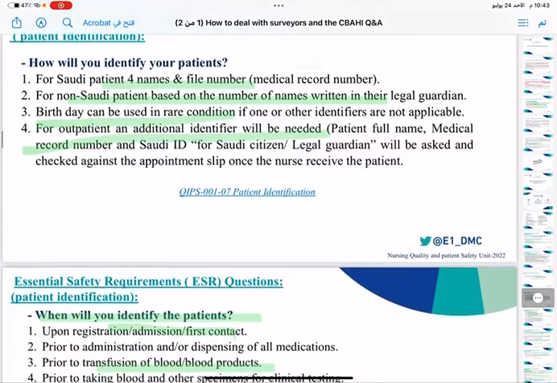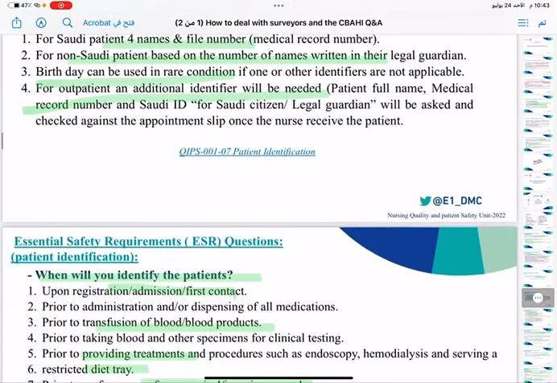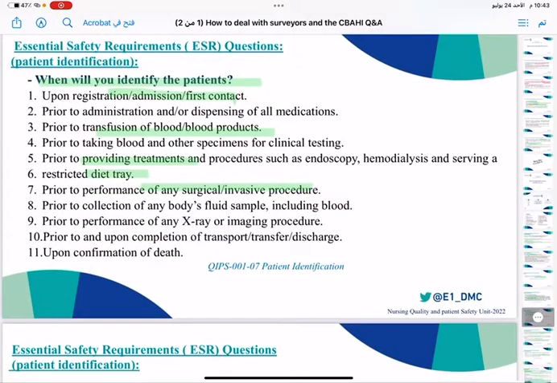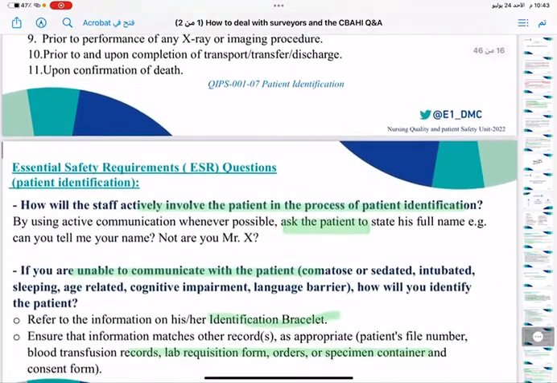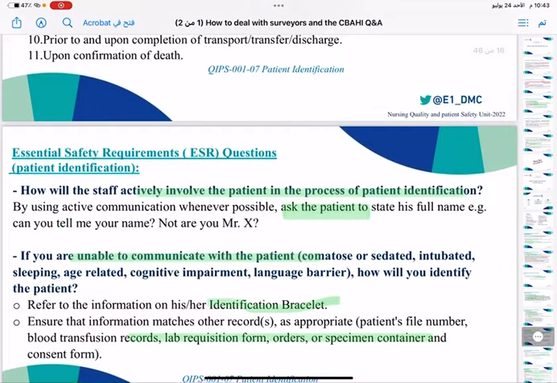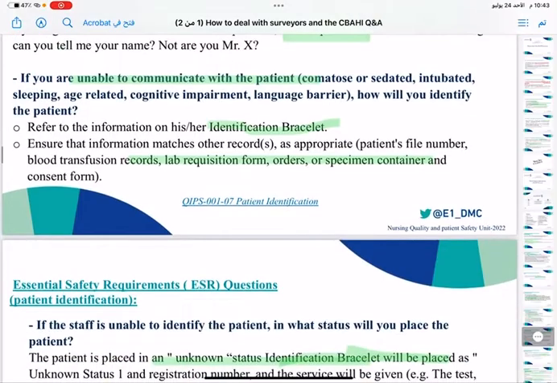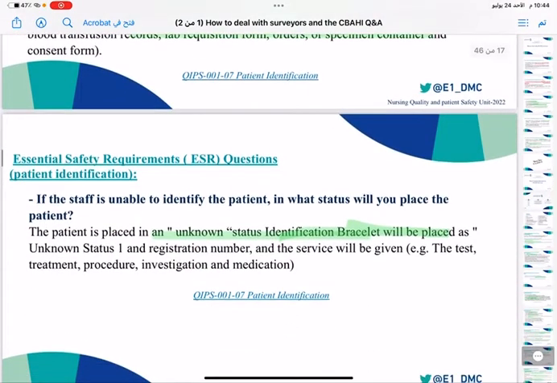For patient identification, take a patient who is Saudi and has four names, or who is known. He has to identify himself. Just ask him to state his name, and then you confirm his name. For the comatose patient, you check the bracelet and identify with the medication label, for example, or with specimens or the order.